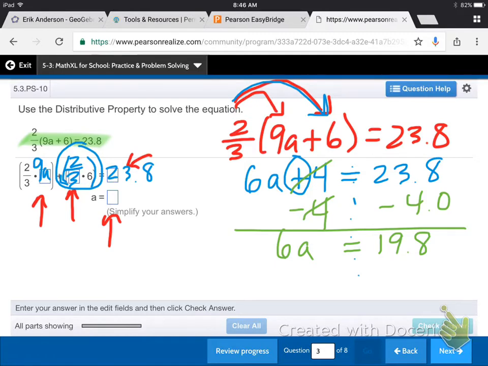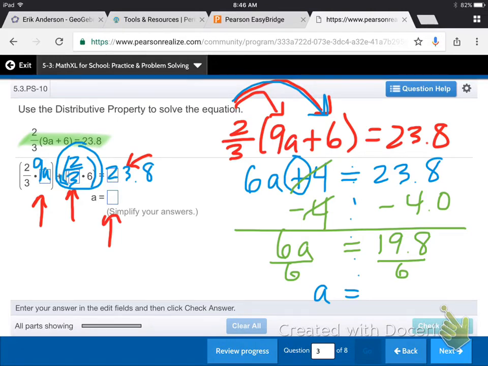And now we have to divide by 6, right, the inverse of multiplication. And so that is going to yield a equals, and that's going to be 3 and 1.8 over 6. Oh, that's going to be a decimal.